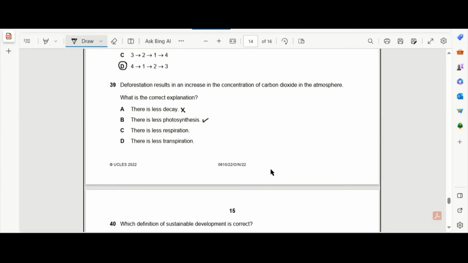There is less respiration? No. Due to less respiration, there will be less carbon dioxide. Okay, there is less transpiration? No. Transpiration does not change the concentration of carbon dioxide.